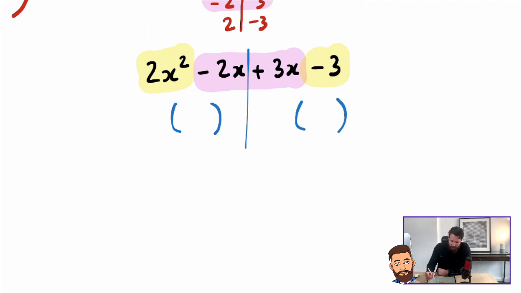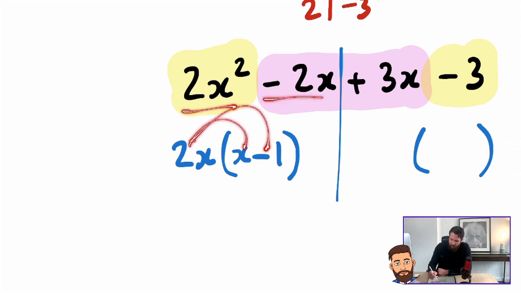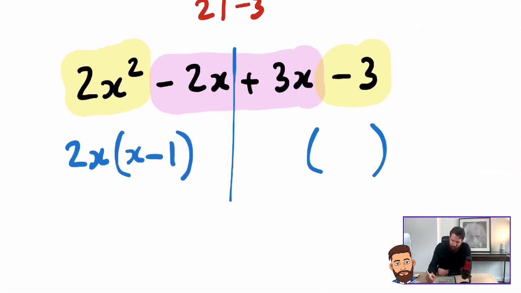If I factorize each half, I can take out what from this? Well, if I focus in on this, I've got a 2 and a 2, so I can definitely take a 2 out. I've got an x squared and an x, so I can take an x out. What would that leave me in the bracket? Well, it would leave me an x and a minus 1, because 2 times x is 2x squared, 2 times minus 1 is minus 2x. I can now use the technique where we know these brackets will be the same, so I can just write in minus 1 there.